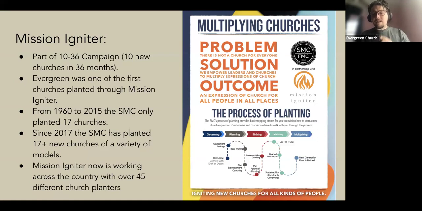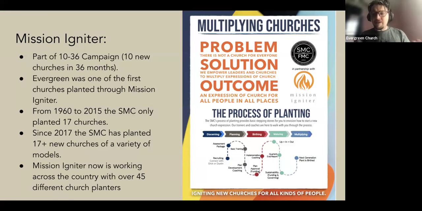So Mission Igniter was a church planting incubator that started out of our Dearborn church under the leadership of Dustin Weber, and it became a conference multiplication incubator. But now Mission Igniter serves nationally, and this is actually one of my other jobs that I serve co-vocationally, as I work for Mission Igniter as well as Evergreen.